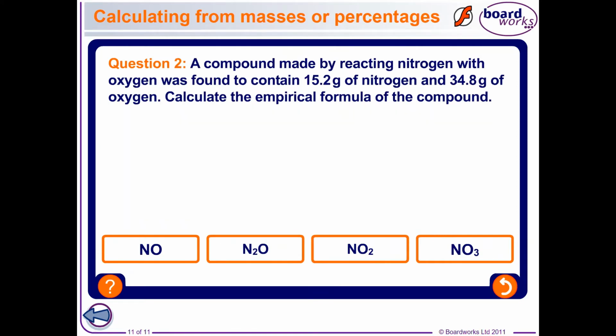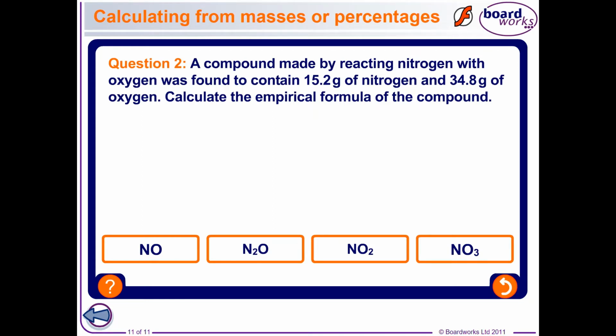So again, let's have a look at another question, this one number 2. A compound was made by reacting nitrogen with oxygen and was found to contain 15.2 grams of nitrogen and 34.8 grams of oxygen. I'd like you to calculate the empirical formula of the compound. Pause the video and have a go.